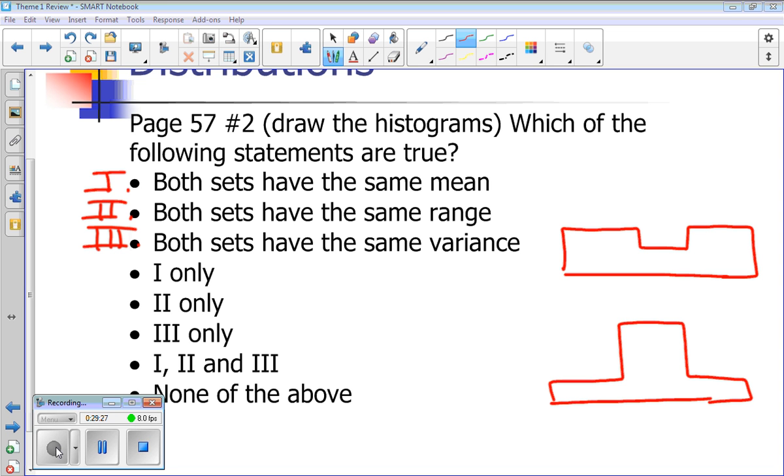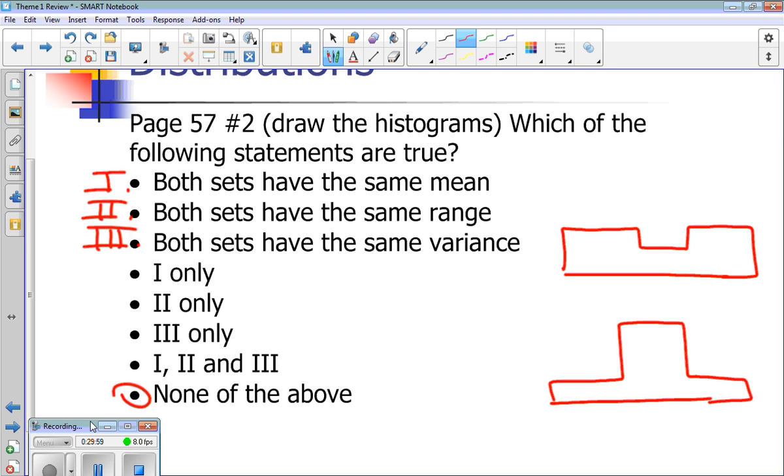When they're symmetric, no matter what kind of symmetry it has, the mean is in the middle, right? So yes, they both have the same mean, assuming the scales are the same, and I told you they were. How about the range? Yes, they both have the same range as well. What about the same variance? No. So the answer is 1 and 2, which I don't have as an answer, which is great. So I guess none of the above, because it's none of the above in this case with this picture. But we want to know that it is 1 and 2.